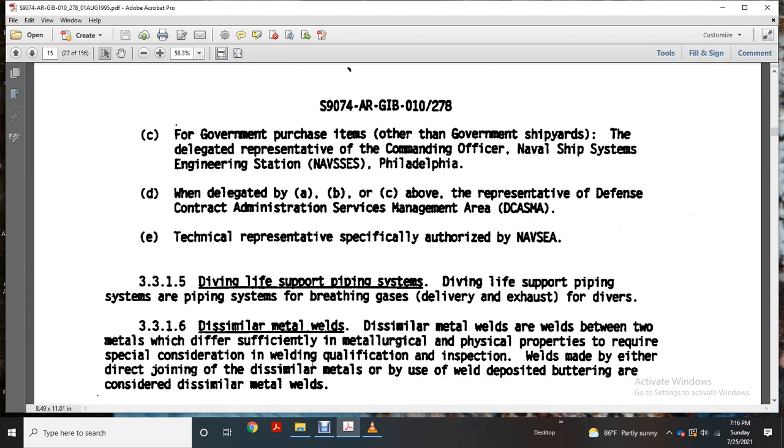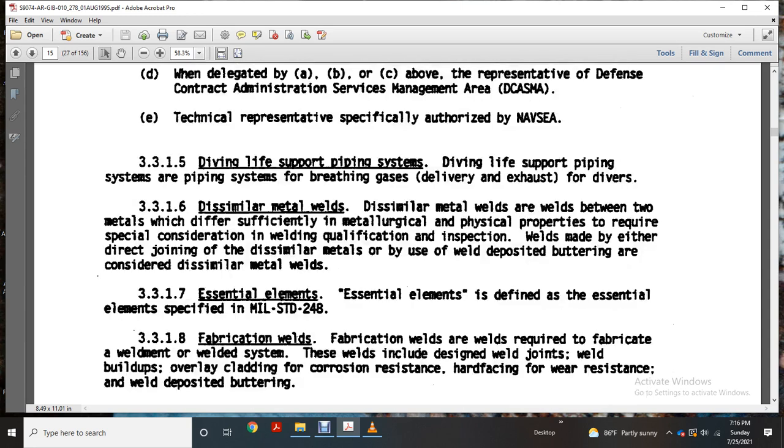Dissimilar metal welds. The weld between two metals with a difference sufficient in metallurgical physical properties to require special consideration. Welding qualification inspection welds may be either the direct joining of the dissimilar metals or the use of the weld with buttering, considered a dissimilar metal weld.